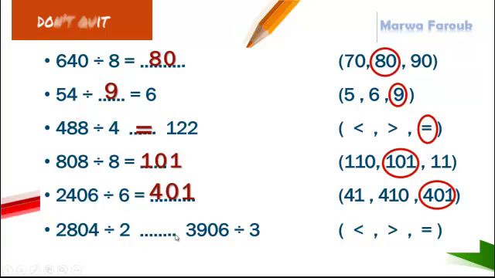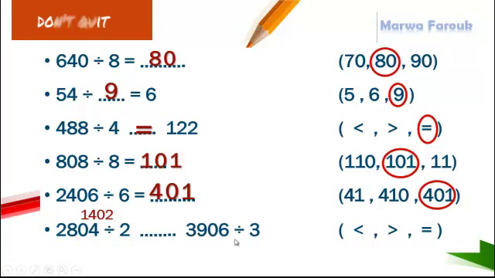The last one, I have to compare between these two sides. 2804 divided by 2. Starting from the left, 2 divided by 2 equals 1. 8 divided by 2 equals 4. 0 divided by 2, 0, and 4 divided by 2, 2. So we got 1402.